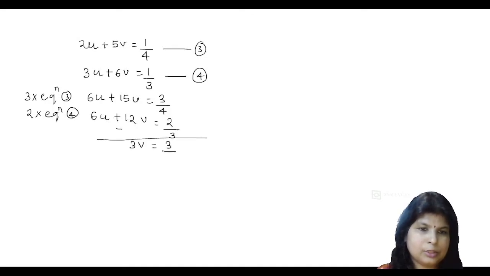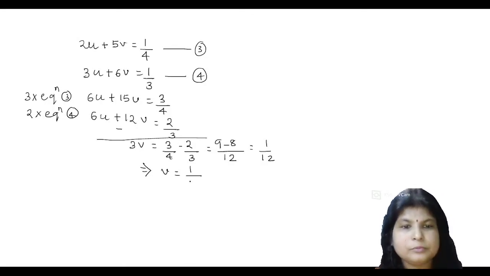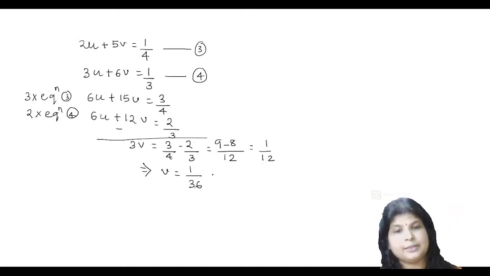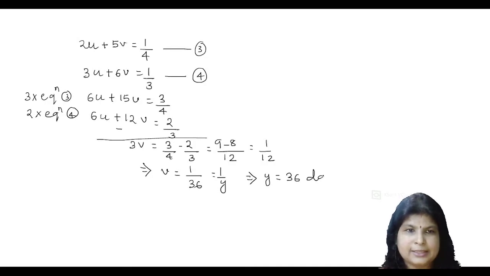3v is equal to 3 by 4 minus 2 by 3. So you will get 9 minus 8 divided by 4 into 3, that is 12, that is 1 by 12. It implies what will be your v value then? So your v is equal to 1 divided by 36. And what is 1 divided by 36? That is nothing but equal to 1 by y. It implies what is the value of y then? Y is equal to 36 days.